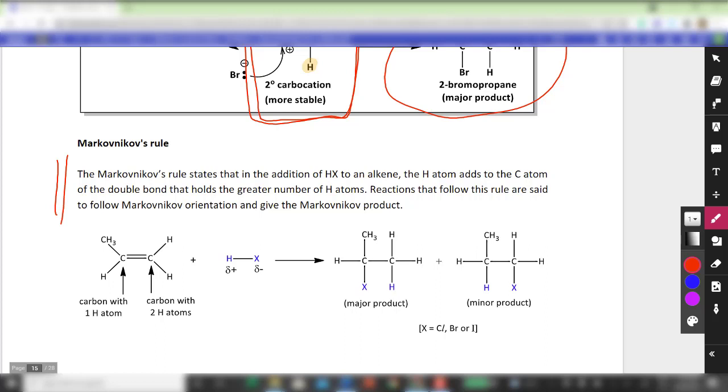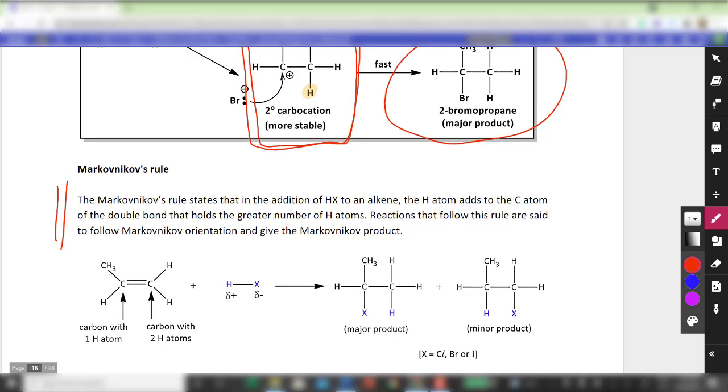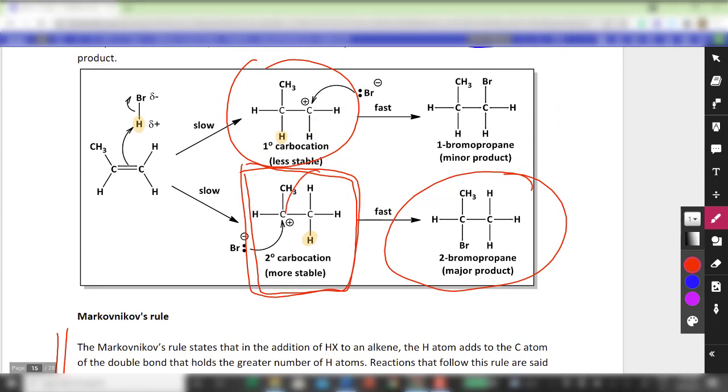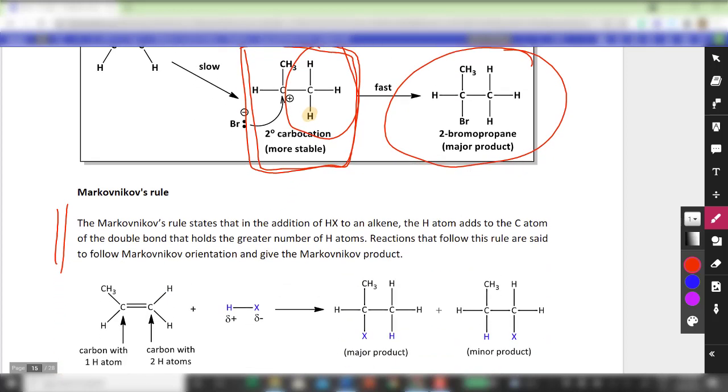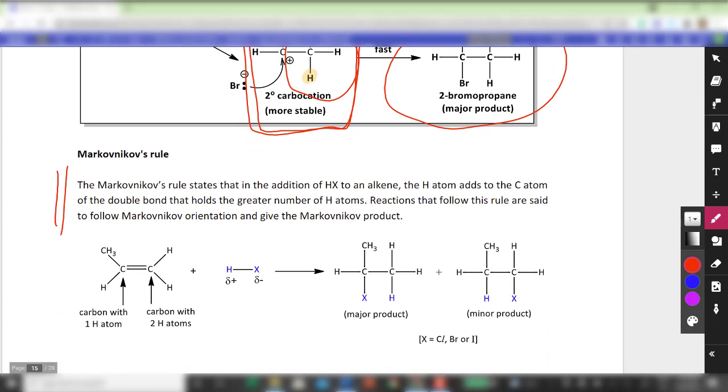Basically, they're just saying that if you're adding to an asymmetrical alkene, the H is usually added to the carbon with a greater number of H. And if you realize, in this case, if it's being added to a carbon with a greater number of H, you end up with a more stable carbocation, and that is the reason why it's being added in that particular way. So in short, you don't really need to know Markovnikov's rule in order to predict the product.